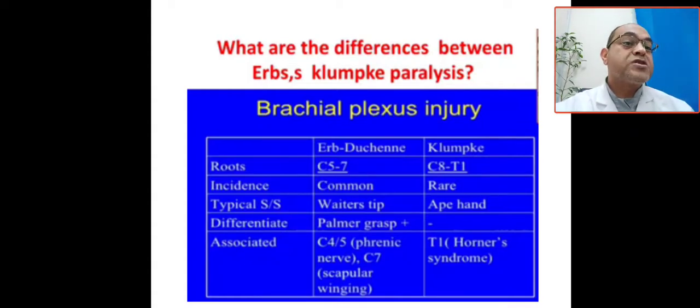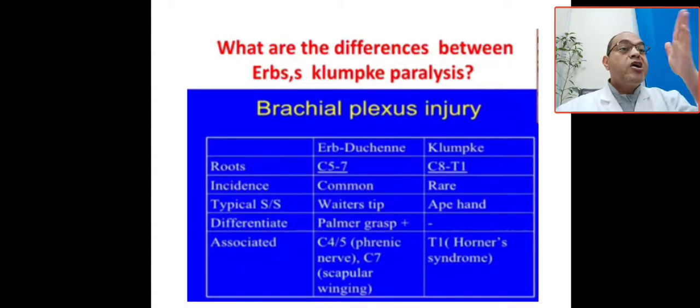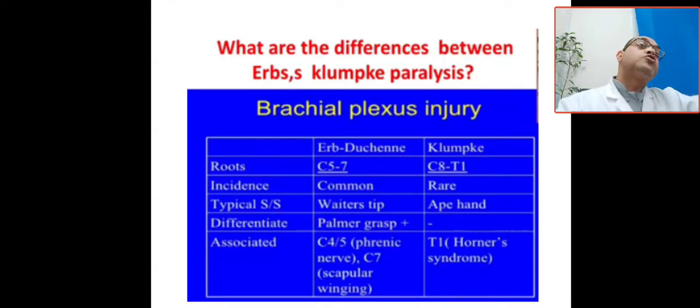What is the common association with Klumpke's paralysis? It will be Horner syndrome. What is Horner syndrome? Ptosis, miosis, anhidrosis, enophthalmos. So what are the 5 points to differentiate between Erb's palsy and Klumpke's paralysis? First, the site of the lesion. Erb's is C5 and C6, sometimes affecting C7, which is associated with scapular winging, and sometimes C4, which is associated with the phrenic nerve. Klumpke's is C8 and T1, and if T1 is affected, there is a common association with Horner syndrome: ptosis, miosis, anhidrosis, enophthalmos.